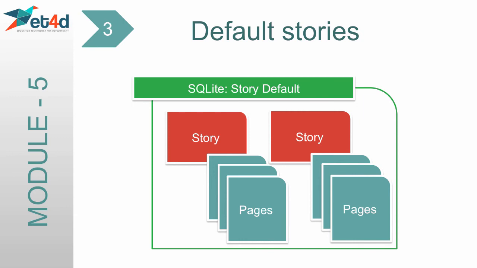The SQLite has 2 tables for the stories. One is at the story level and includes information such as the title and the level, and the second table includes the actual content of the story, such as the text and the images at the page level.